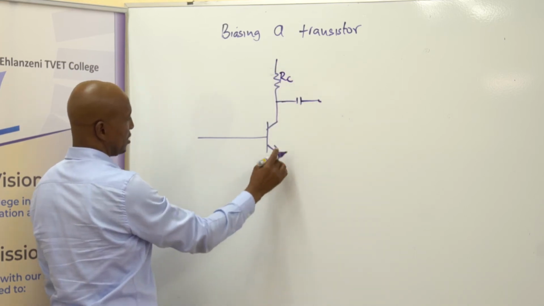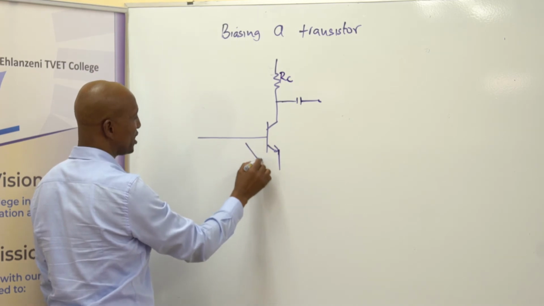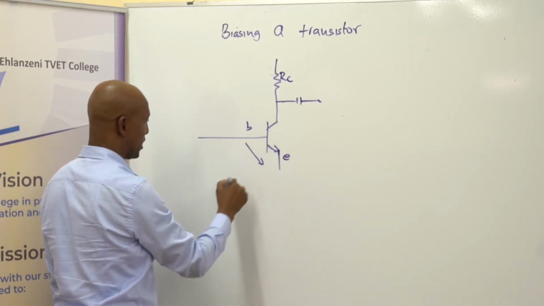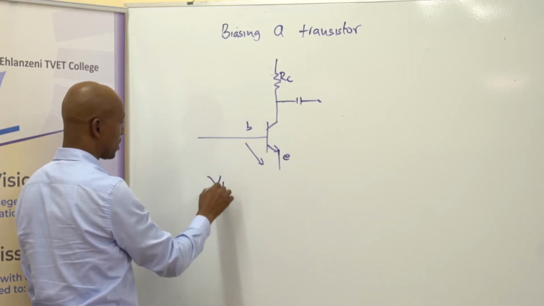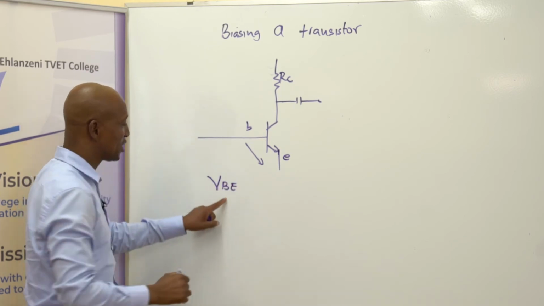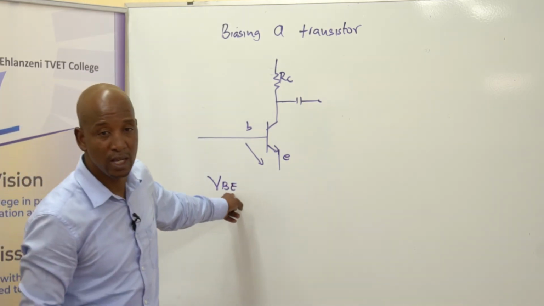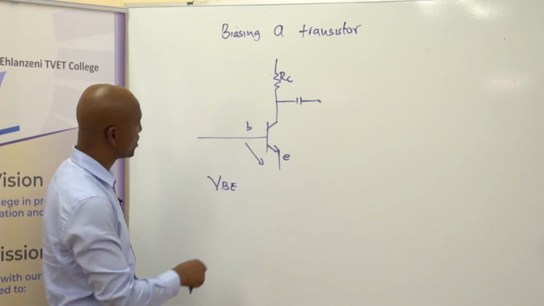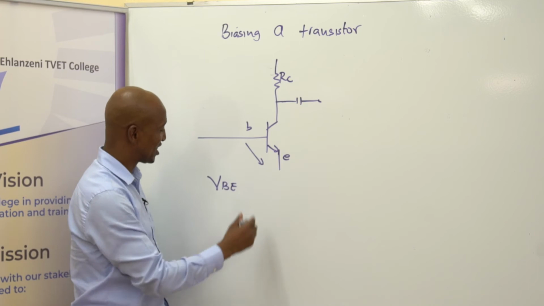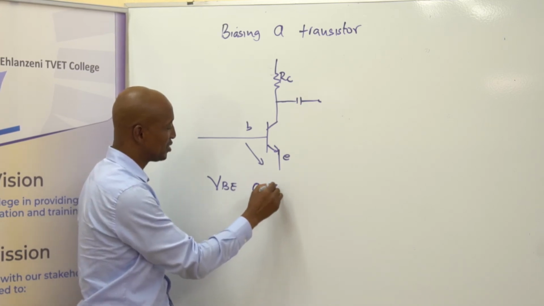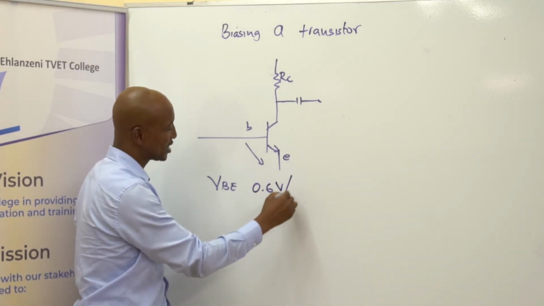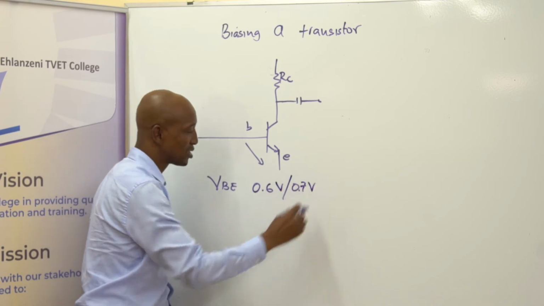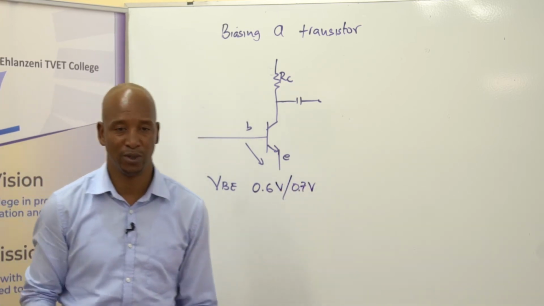RC. If we bias the transistor, we need a base emitter voltage, which we shall call VBE. So we need a forward voltage, which means it forward biases this junction, and this forward voltage is around 0.6 volts. Some textbooks will say 0.7 volts. You will not be punished for any of those.